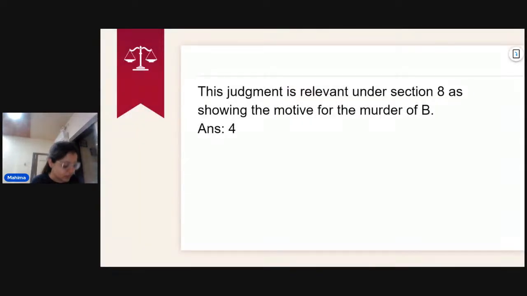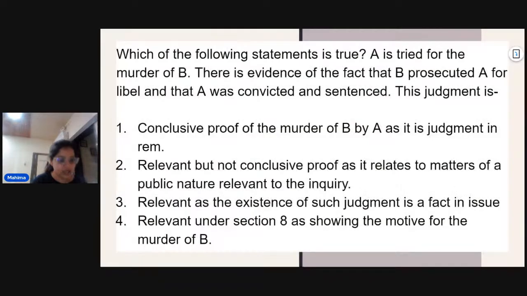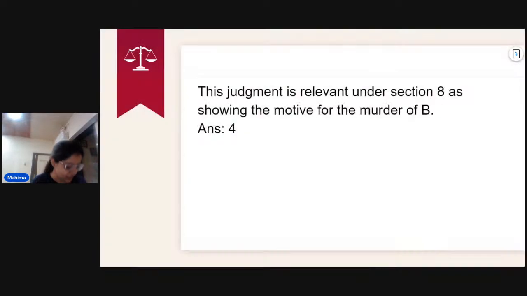Okay, it is relevant. The correct answer is option number 4, relevant under section 8 as showing the motive for the murder of B. Yes, it shows motive for the murder of B. It is correct. Everyone was able to answer correctly.